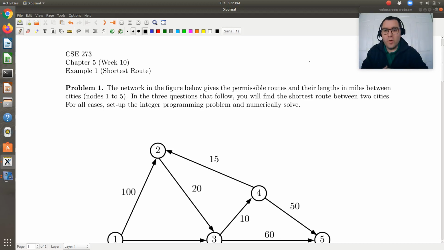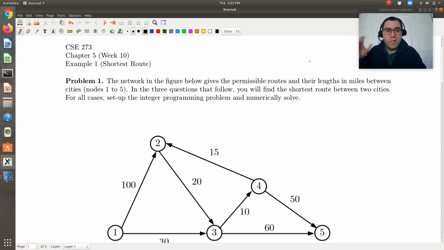Hello, greetings, and welcome. In this screencast, we will set up the solution to our first shortest route problem from Chapter 5. I will set up our problem as an integer programming problem, and then there will be a separate screencast in which I solve.